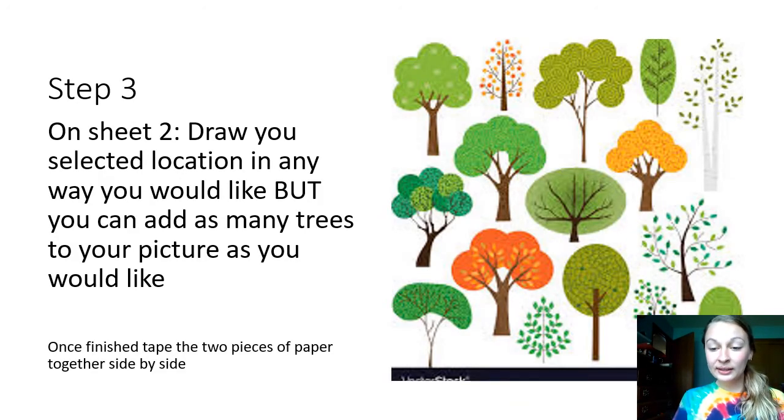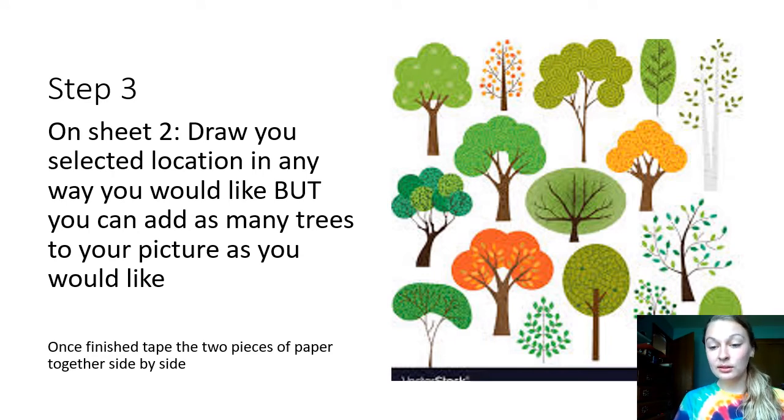Then they would sit back down, grab their second sheet of paper, and then draw their same location, but this time they could draw it with as many trees as they want. And so it'll be interesting to see how and where the students can place their trees in their images. And then I would give them another 3, 4, 5 minutes to do this.